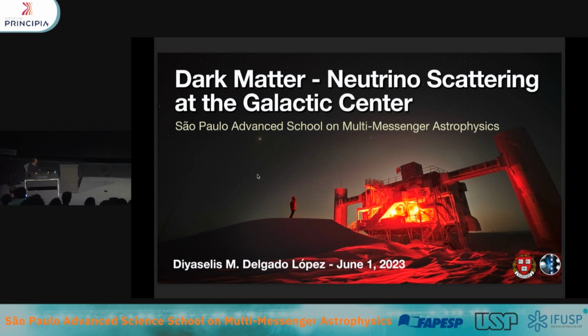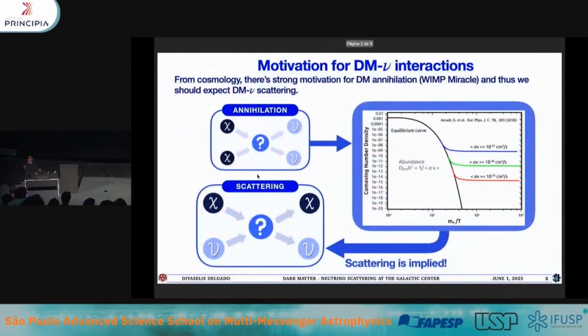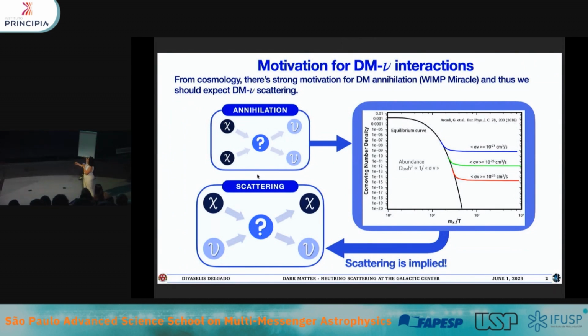Just as we heard yesterday, there's some strong motivation for dark matter annihilation closely related to the WIMP miracle. And if we can see or expect dark matter annihilation, then we can also expect dark matter neutrino scattering, so it is implied.